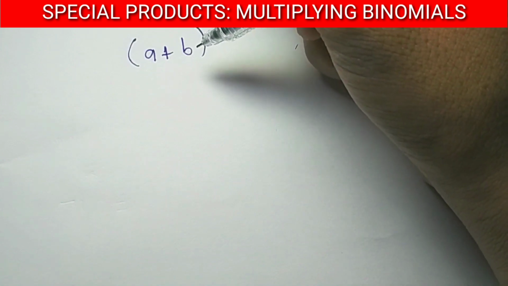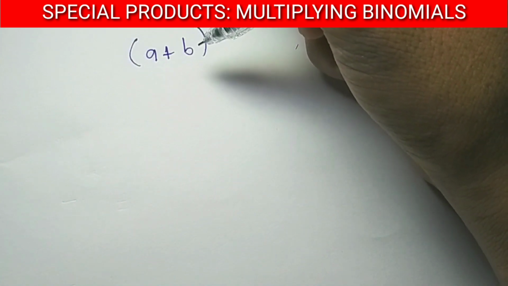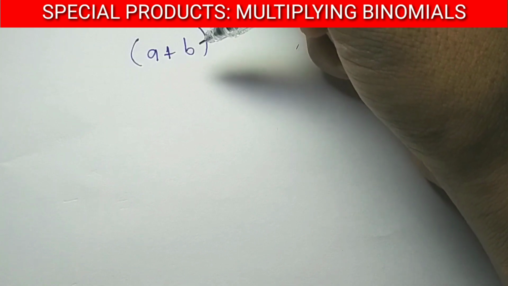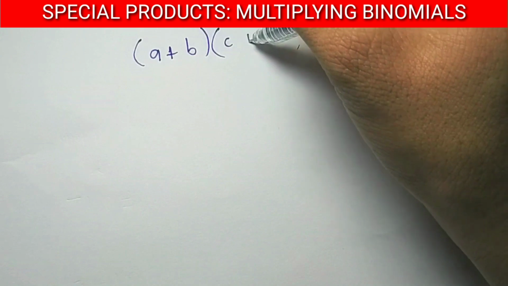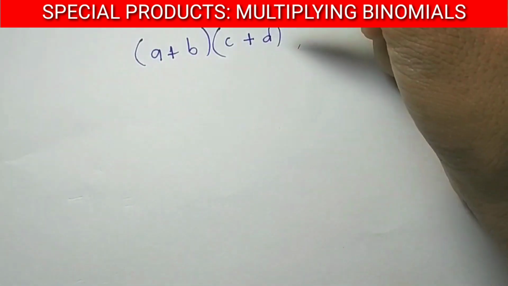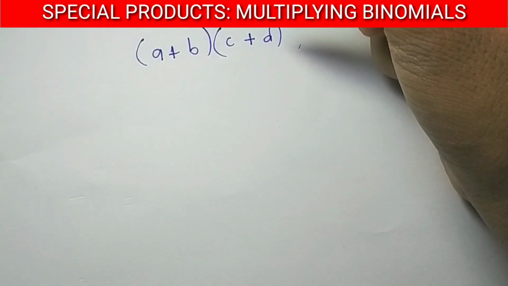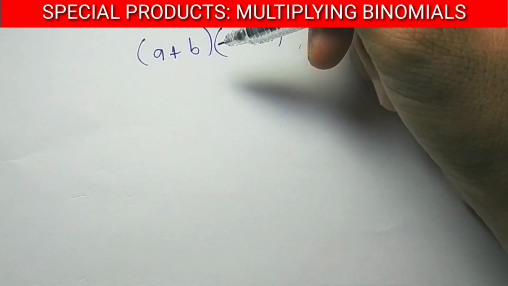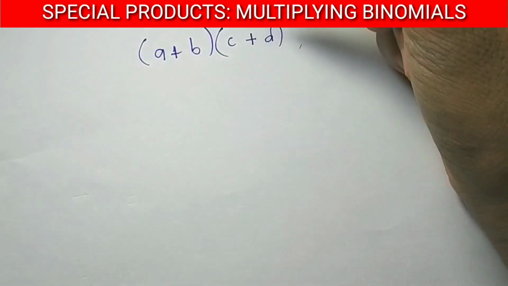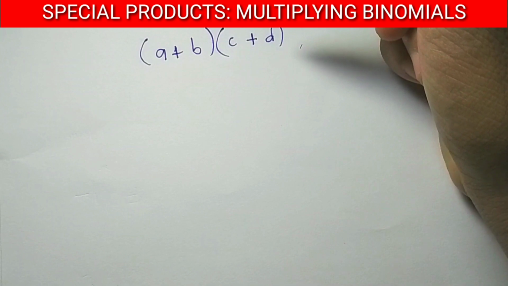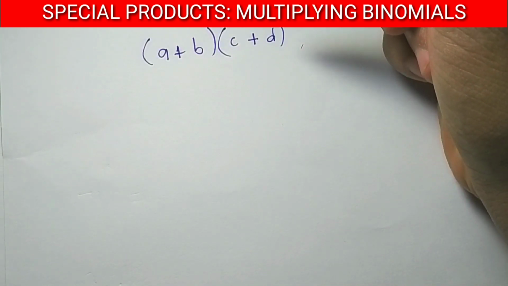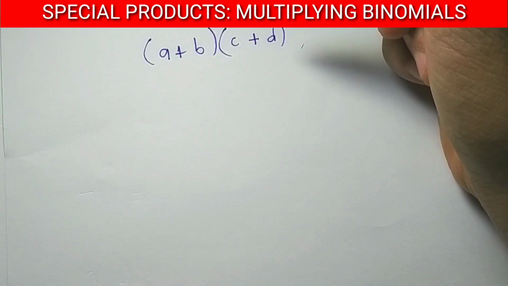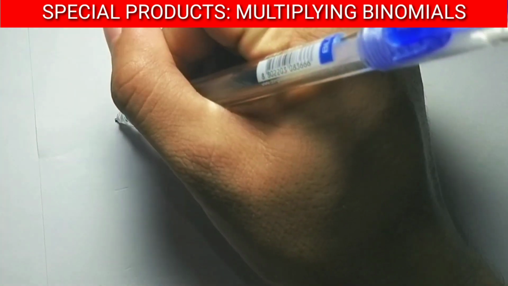So, atong isgutan karon kung unsaon pagkuha sa product sa duha ka binomials. Let us say na atay isa ka binomial nga C plus D. So, karon atong kuha ng product, meaning ato nang i-multiply ang A plus B didto sa C plus D. So, karon na atay gamiton nga technique para pagkuha sa product sa duha ka binomials. So, we have FOIL method.